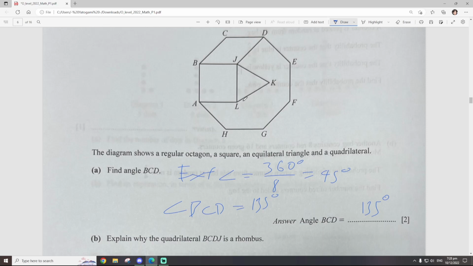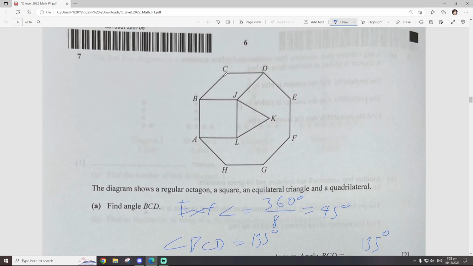If you could prove that JD is equal to every other side as well, that will also work, although I think the most direct one is to use the fact that CD and BJ are parallel, and that is enough to establish that it is a parallelogram. Okay, if you have two sides that are parallel and equal, that is a parallelogram, and the fact that a third side is also equal is sufficient to prove that it is a rhombus.